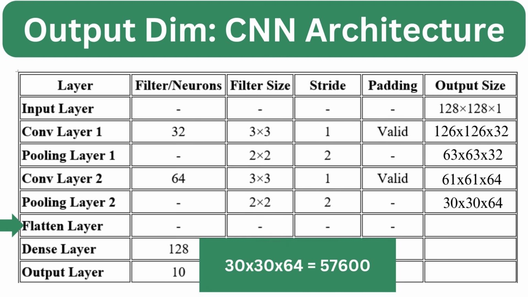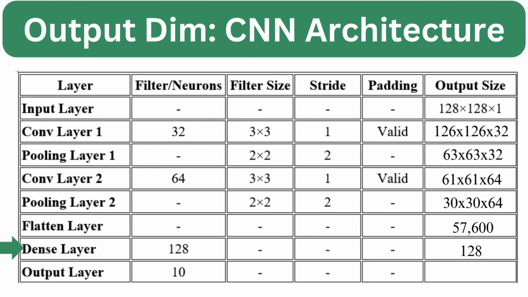Now the next layer is flatten layer, and flatten layer has no weights, it has no filters. What it does is just compute the one dimensional vector by multiplying all of the values of the preceding layer. 30 times 30 times 64, by multiplying them we will get a 1D vector of size 57,600. Now the next layer is dense layer, which has 128 neurons.